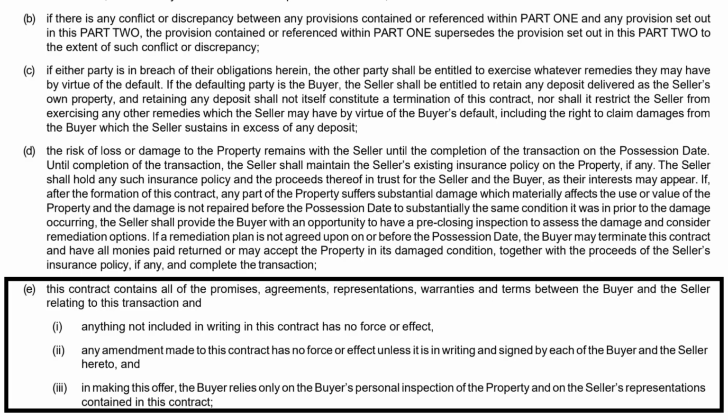Entire agreement clause. So this clause confirms that the written contract contains everything agreed to, that any changes must be made in writing and signed by both parties, and that buyers rely on their own inspections and the written representations in the contract, and not informal promises.